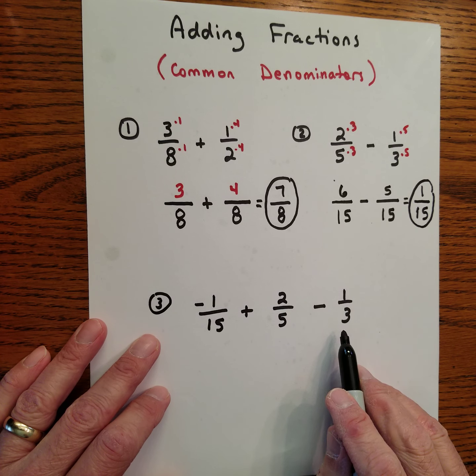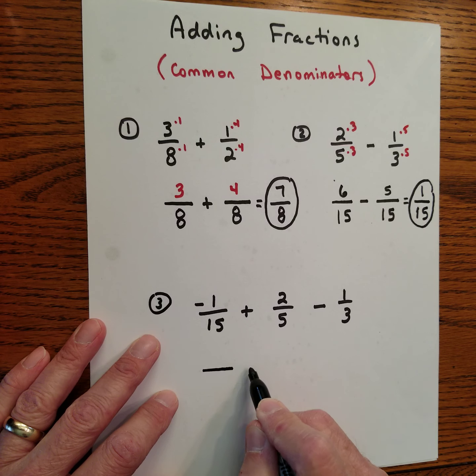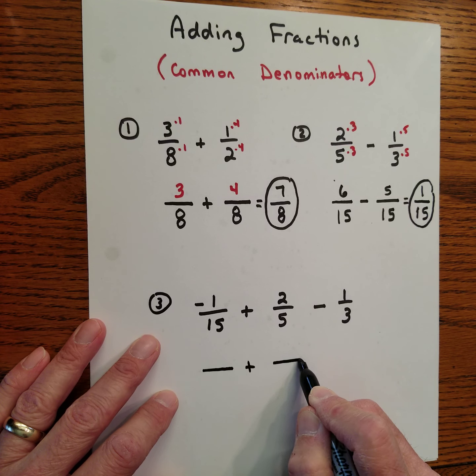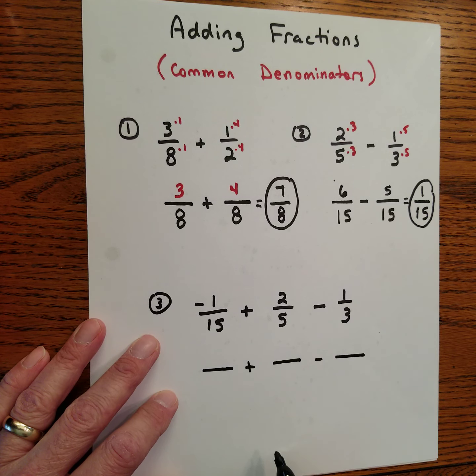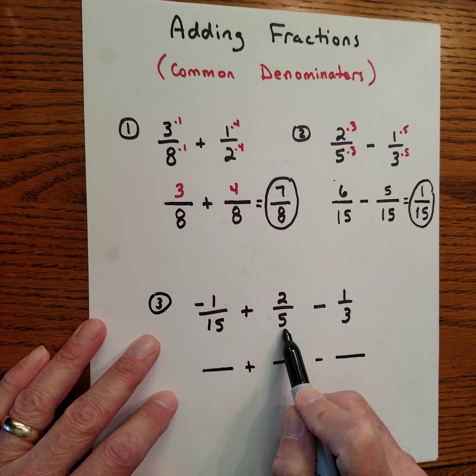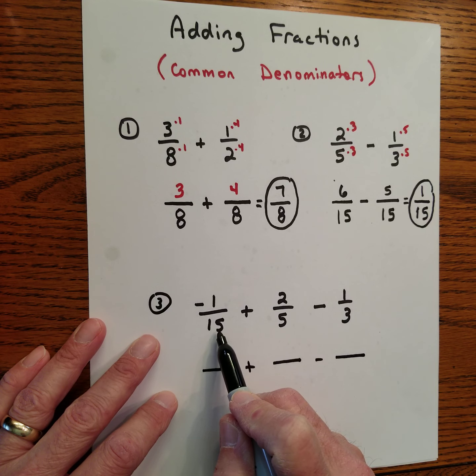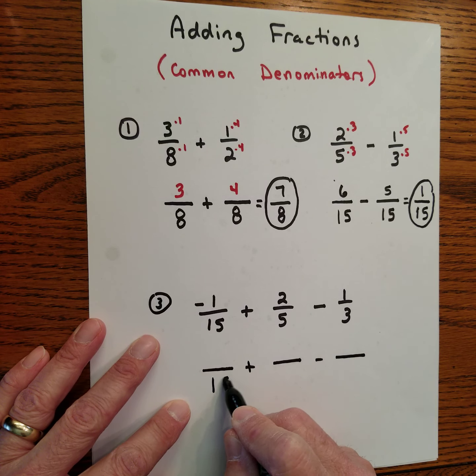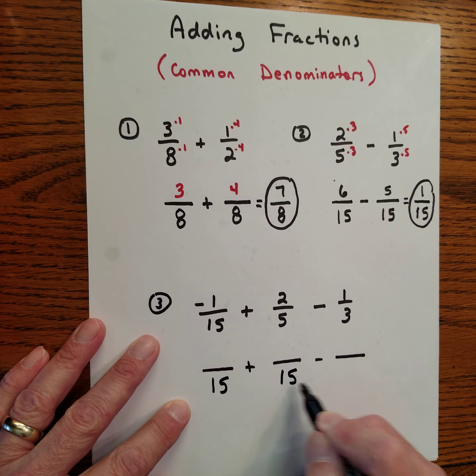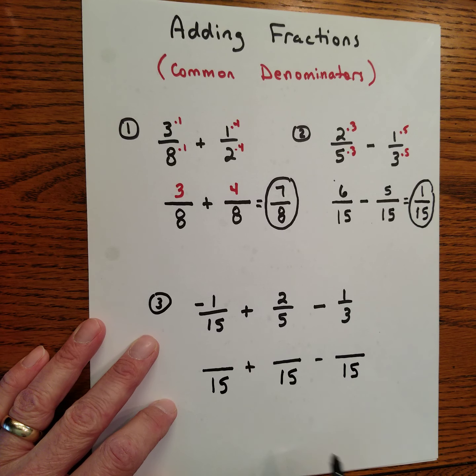Three fractions, tricky. We'll have to find one common denominator for all three fractions. Let's check to see if the small ones divide into the big one. Does 5 divide into 15? Yes. Does 3 divide into 15? Yes. If the small denominators divide into the biggest denominator, then the biggest denominator makes a good common denominator.